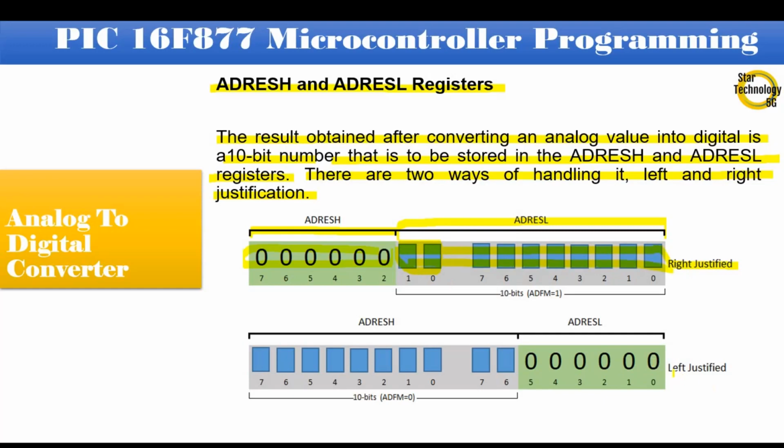And if left justification is selected, then the lower 6 bits of the ADRESL register read as 0. The ADRESH register and the last 2 bits of the ADRESL register hold the 10 bits of data.